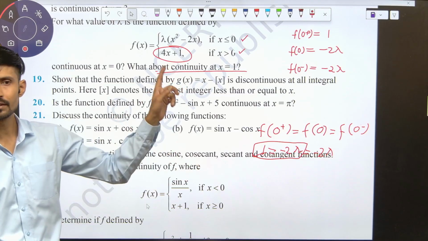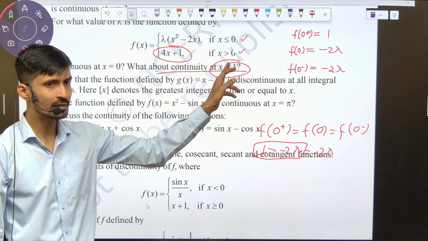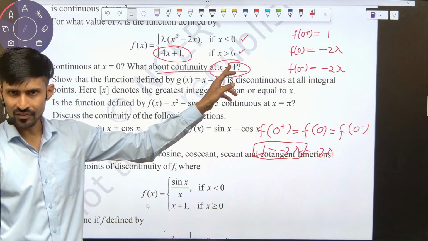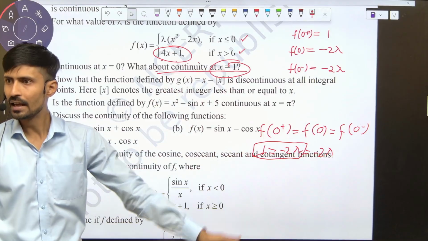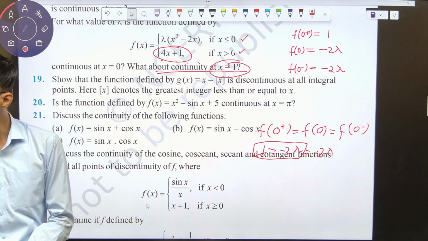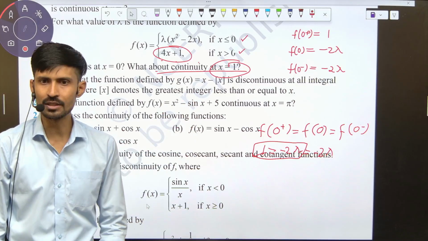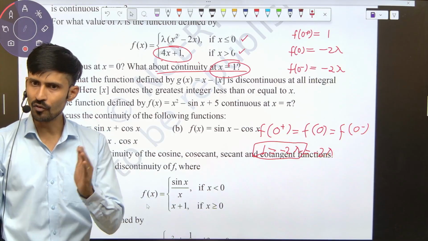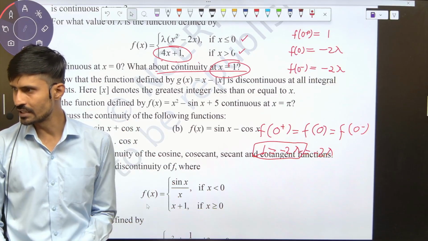So we'll write: when x is greater than or equal to 0, f(x) is 4x plus 1, which is a linear polynomial, and a linear polynomial is always continuous. So this will be continuous at x equals 1. Or simply you can find f of 1 plus, f of 1 minus, and f of 1, and say whether they are equal or not.